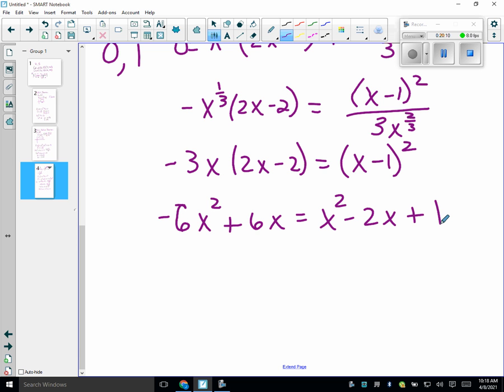Couldn't you just take a 2 out of that one and then cross? You cannot divide them out. You will lose an answer. Okay. So, negative 7x squared, right? Plus 8x minus 1 equals 0. What do I do?